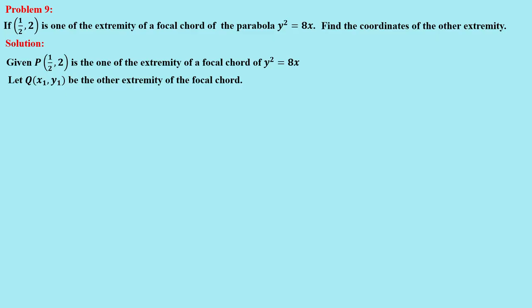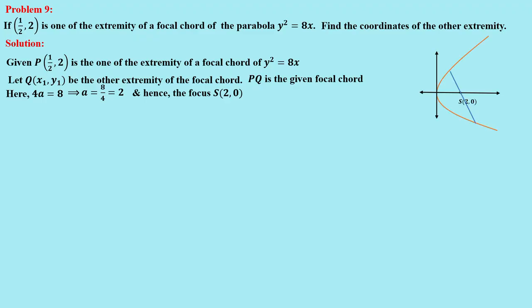Focal chord, it is a line between 2 points, right? One is P(1/2, 2), other end is Q(x1, y1). We are going to find Q(x1, y1). That is what they asked, right? So PQ is the given focal chord. So here 4a is equal to 8, a is equal to 2. Hence the focus is (a, 0), so S is (2, 0), right? So this end is P, this end is Q.